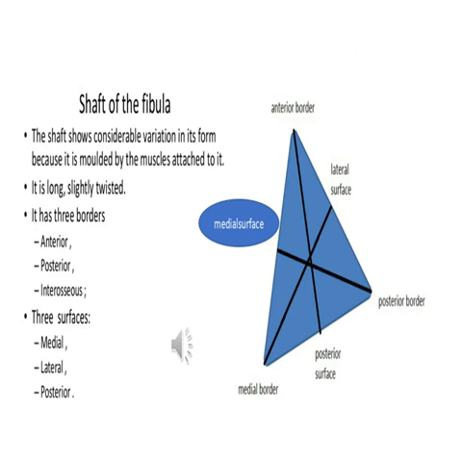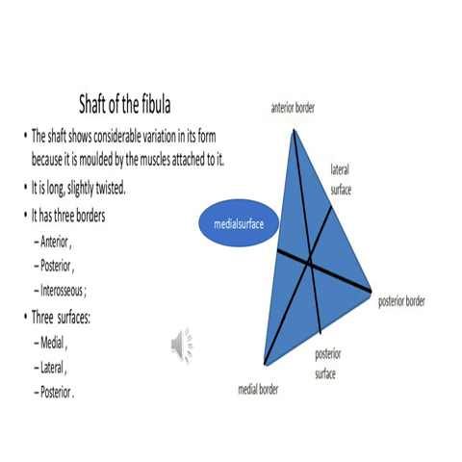The shaft of the fibula shows considerable variation in its form because it is molded by the muscles attached to it. It is long and slightly twisted. It has three borders and three surfaces. The three borders are the anterior border, posterior border and interosseous border. The three surfaces are medial, lateral and posterior. So these are the surfaces and borders of the shaft of the fibula.